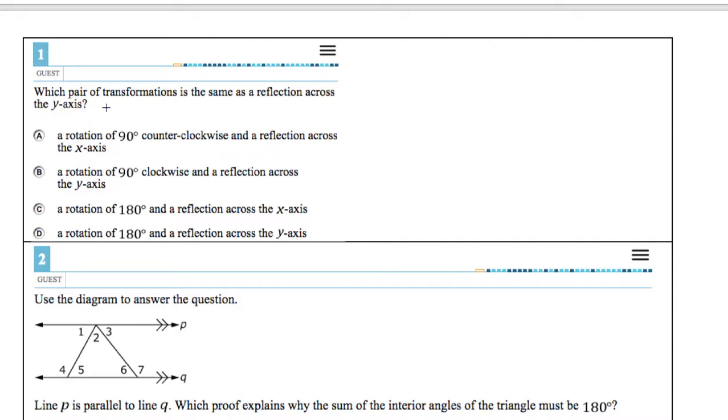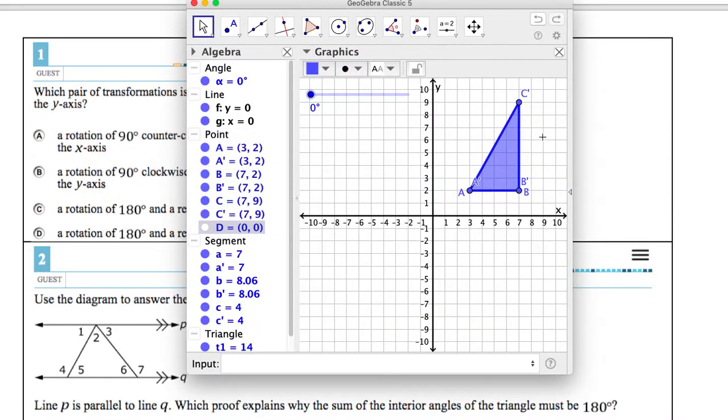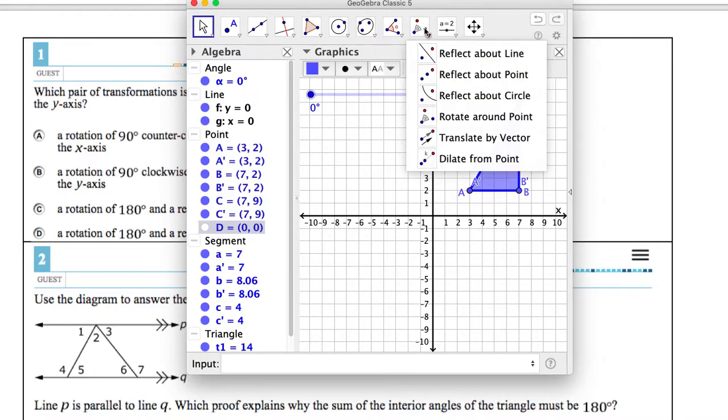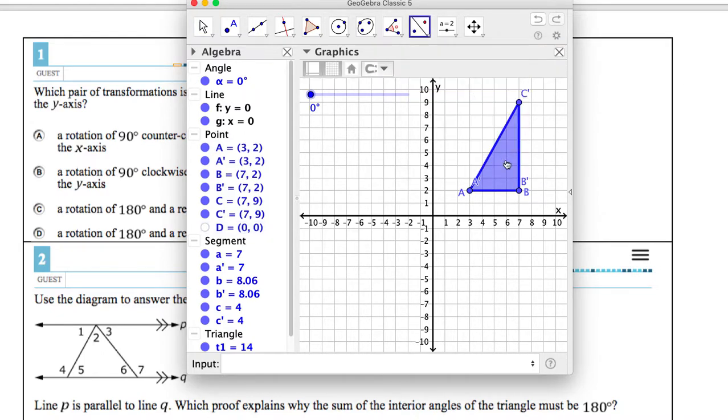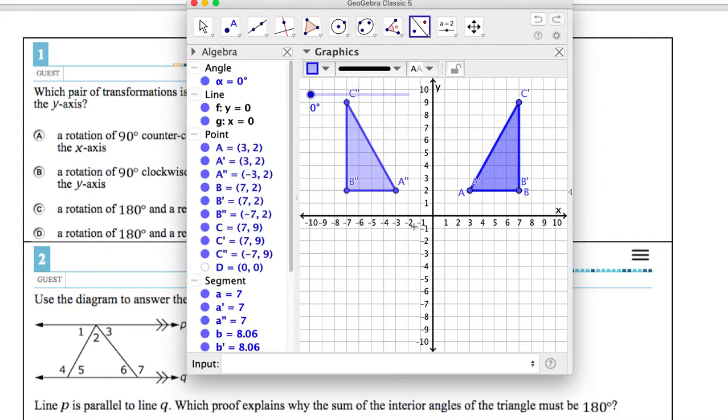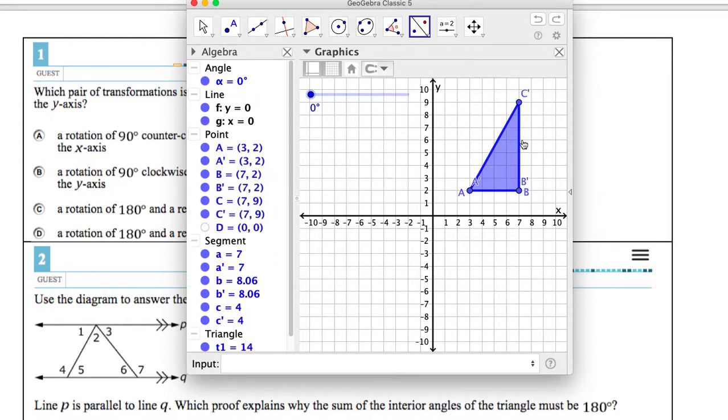So, number one, which pair of transformations is the same as a reflection across the y-axis? All right, so a reflection across the y-axis, what does that even look like? So if I come back to here, let's assume that we have some shape. If I reflect across the y-axis, what is that going to look like? So let's reflect this shape across the y-axis. That's the shape that we should be getting. So we can all see that that is a reflection over the y-axis.